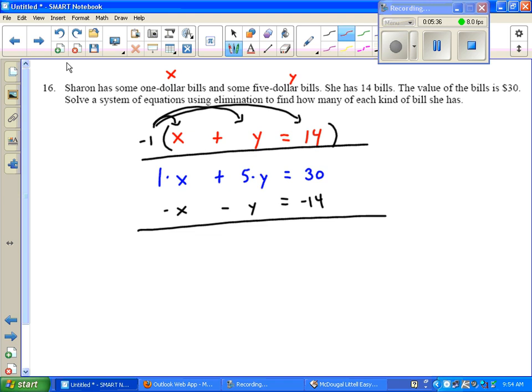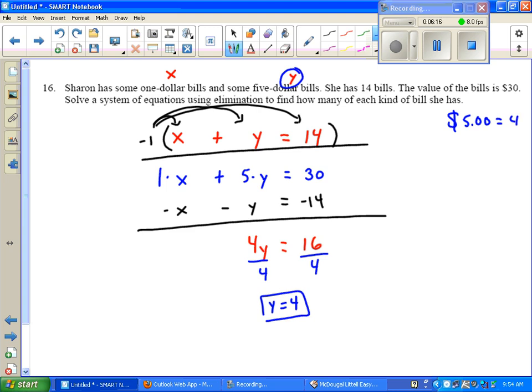When you combine these now, x minus x leaves you with 0 x's. That's what we did. We eliminated them by combining them. That's what we were aiming to do. 5y minus 1y is 4y. And 30 minus 14 is 16. So now to get however many y's we got, we divide by 4. Do the same here. And y is 4. So if y is 4, we know our $5 bills were y. So the $5 bills, there are 4 of them.